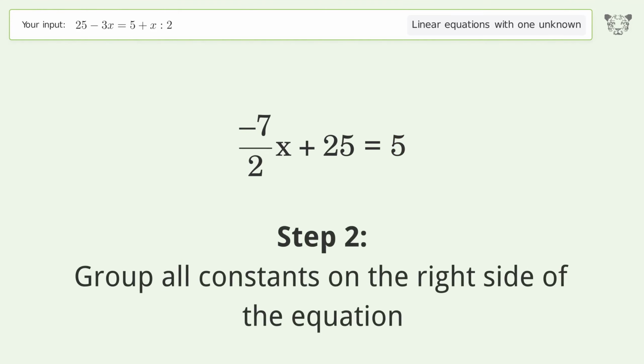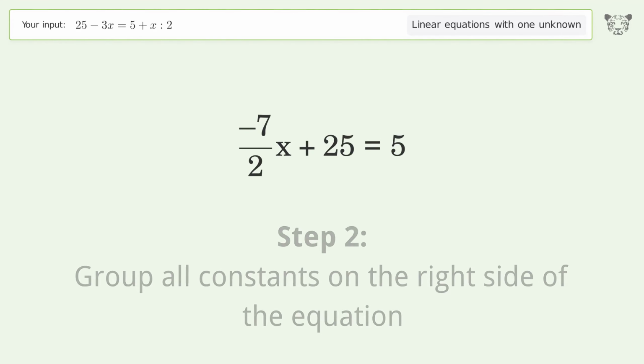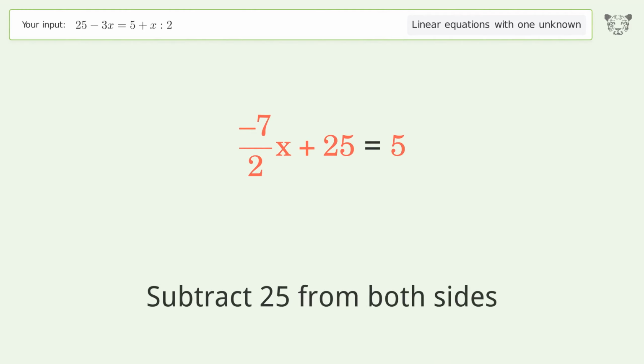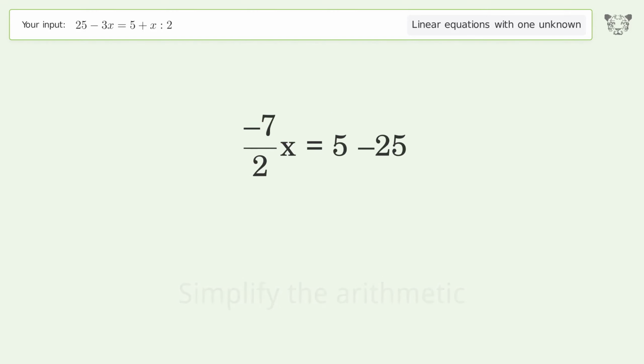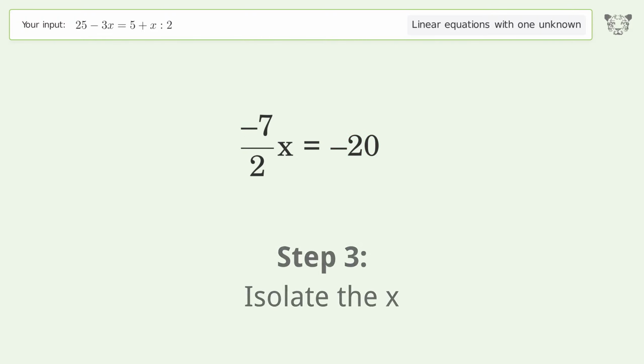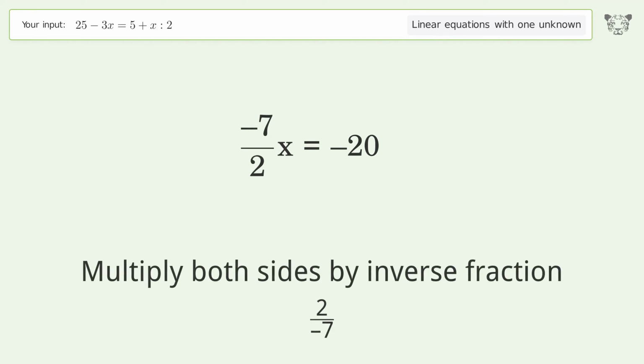Group all constants on the right side of the equation. Subtract 25 from both sides. Simplify the arithmetic. Isolate the x. Multiply both sides by inverse fraction 2/7.